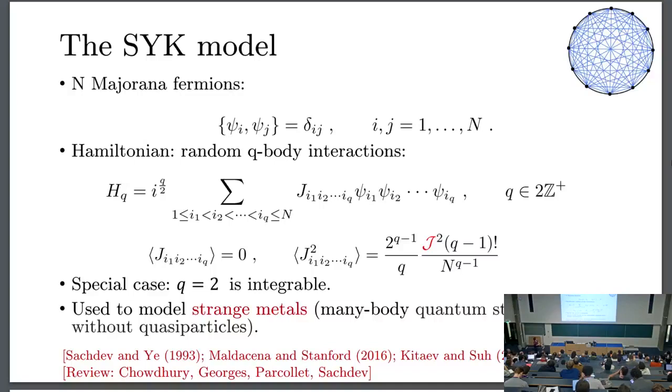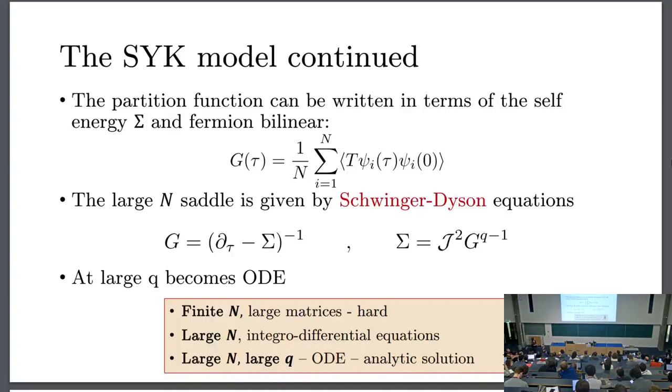This model is generally chaotic. However, for the special case of q equals 2, it's integrable, and we will talk about that. You should care about this model not only because of holography. In the condensed matter literature, it's a very well-known model because it's used to model strange metallic behavior. So a few things I can tell you about the SYK model.